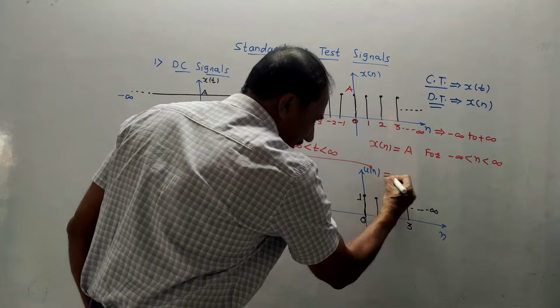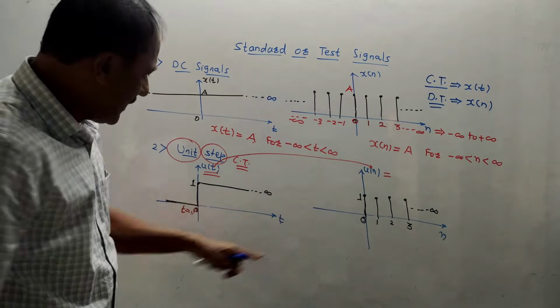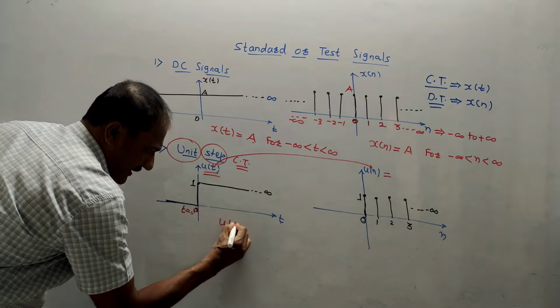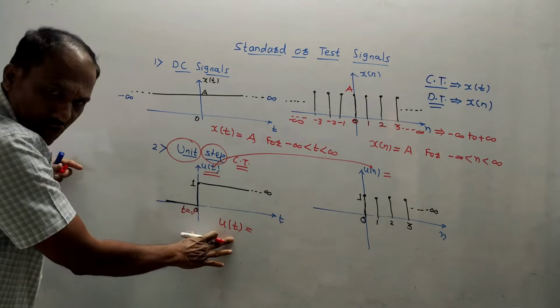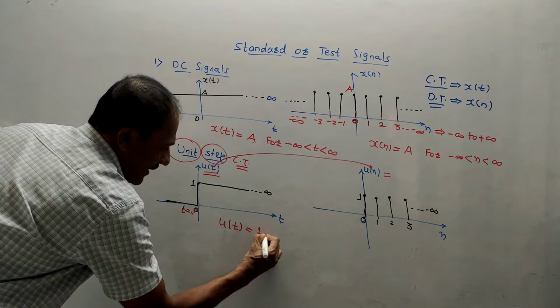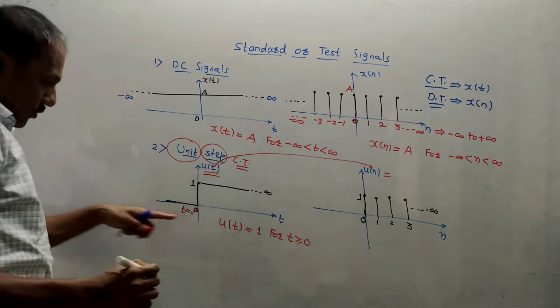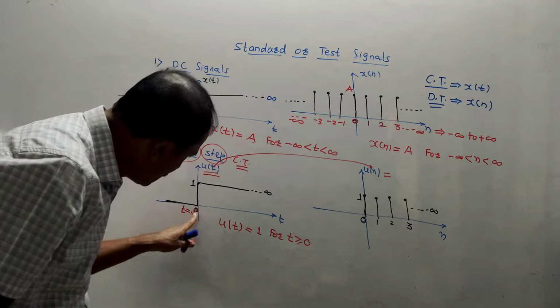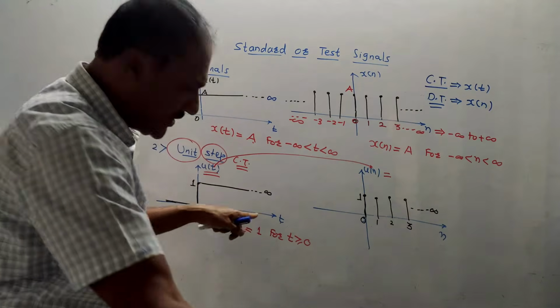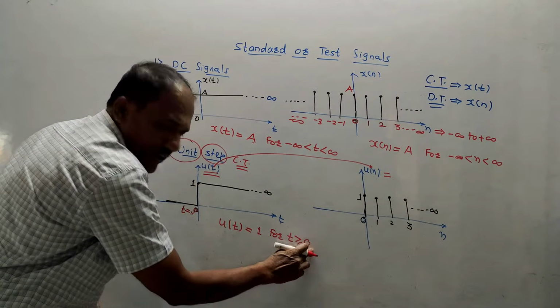If you want to write a mathematical equation for this, it's very simple. First I will write it for the continuous signal. u of t is the notation of unit step. Its amplitude is 1 for t greater than or equal to 0. What I said, its amplitude is 1 from 0 to infinity, which in another language we can say for t greater than or equal to 0.